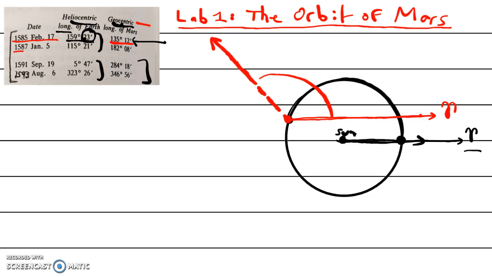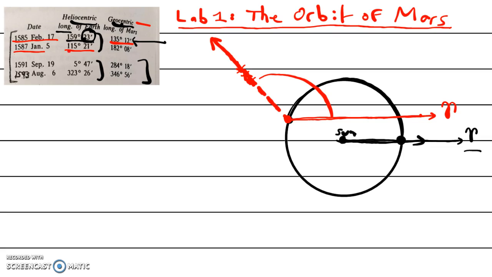On January 5th, 1587, Mars will be back at the exact same position in its orbit. So you will be using a technique known as triangulation. You're looking at Mars, which is at the same position, but you're looking at it from two different angles, from two different places on Earth, and you use triangulation to locate the exact position of Mars.